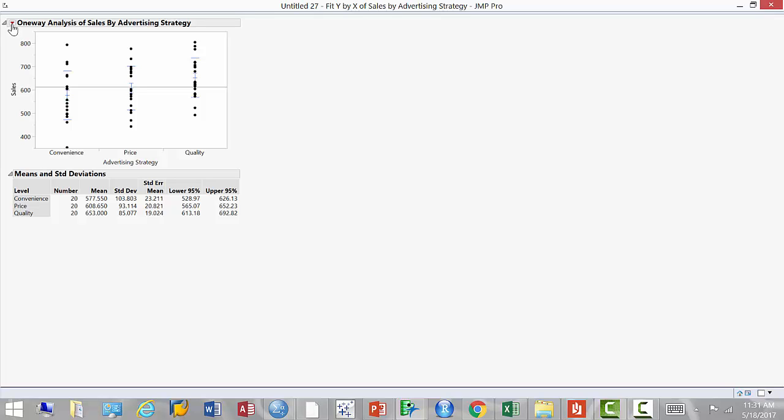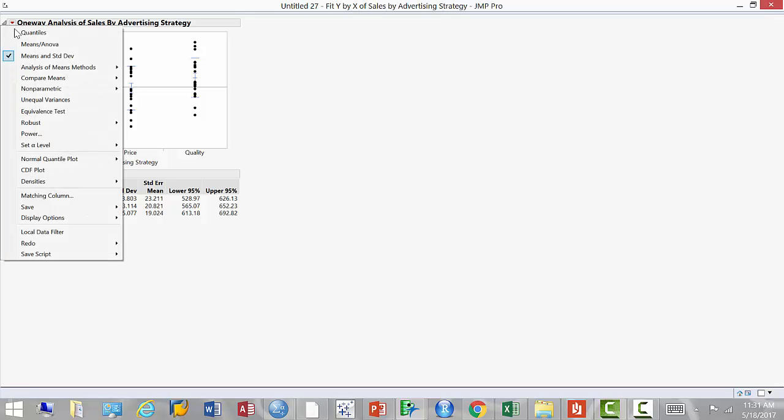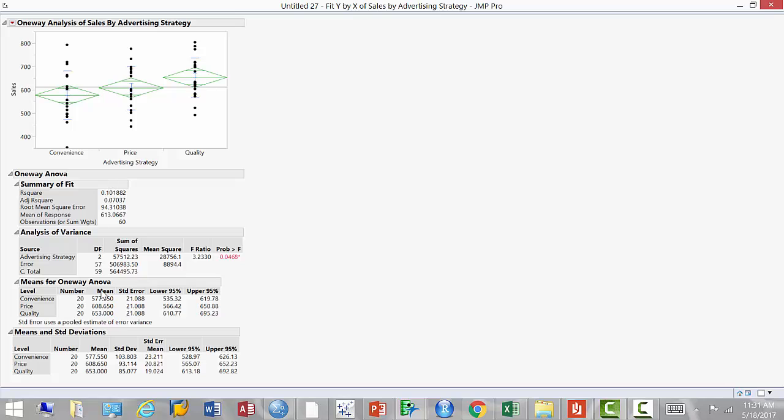So here's what I'm going to do. Of course I have to go to the red triangle menu, right? Everything that you ever wanted to do in JMP is in the red triangle menu. So red triangle, do you see the word ANOVA? Yep, it's right there. ANOVA, click, and look what happened.